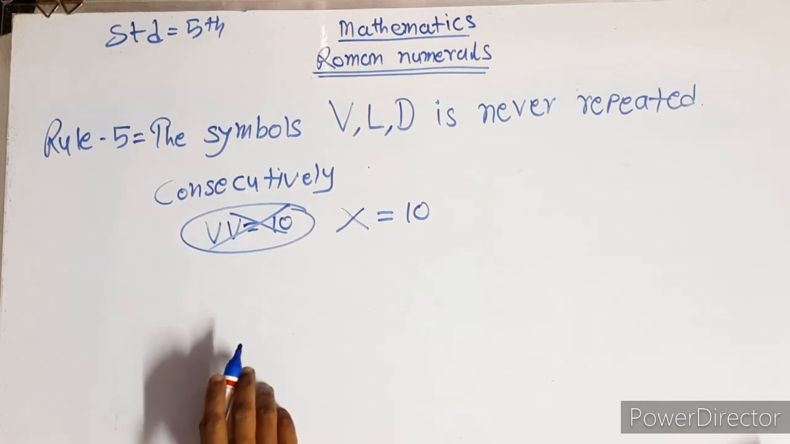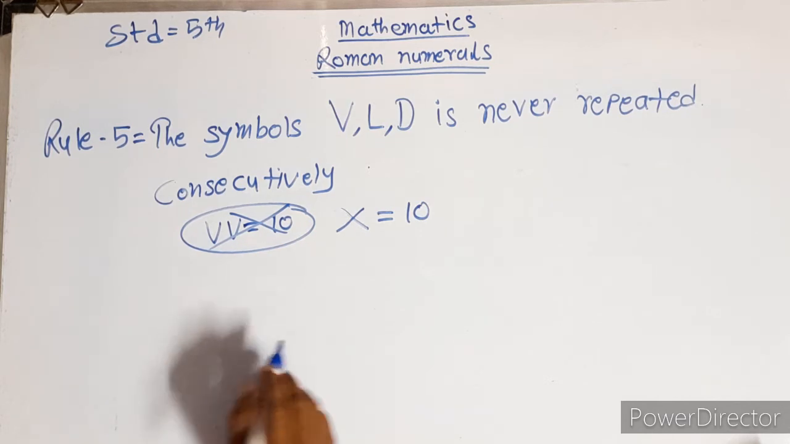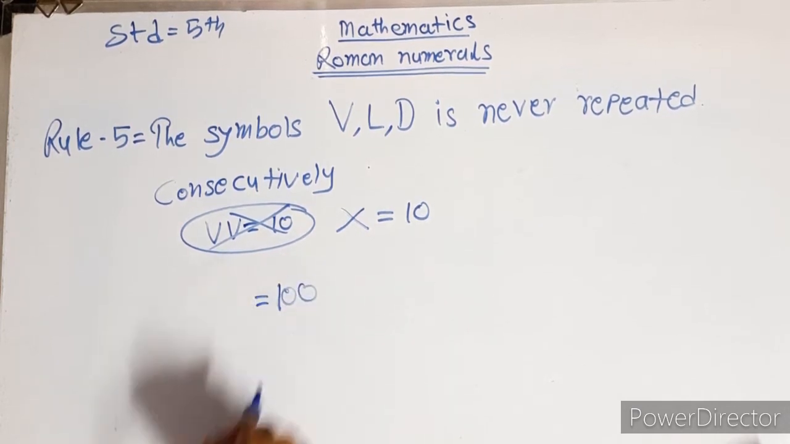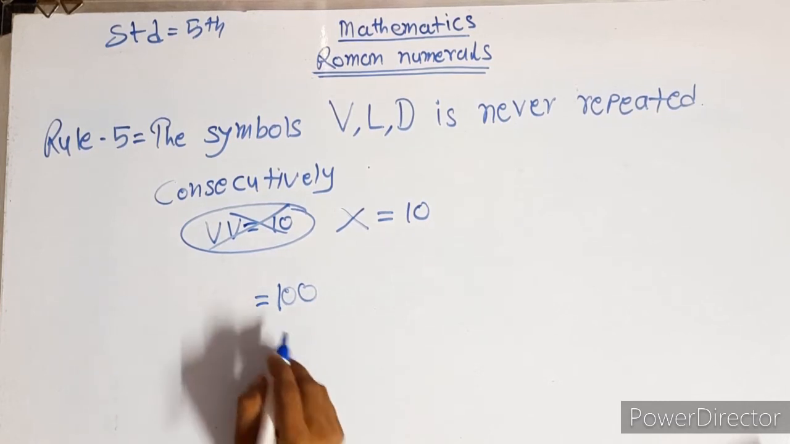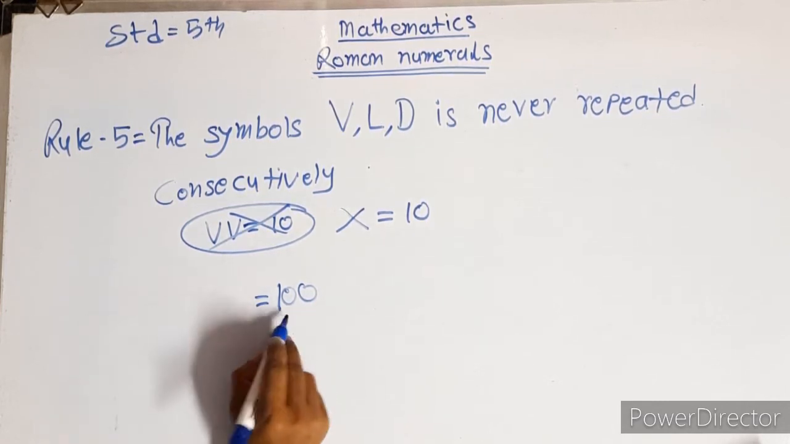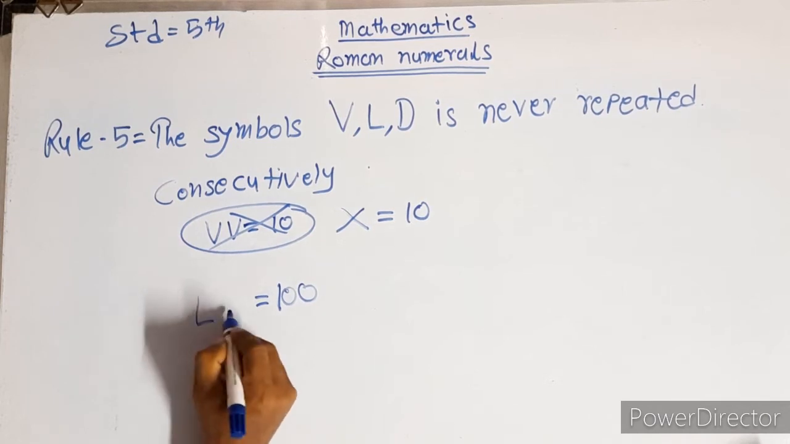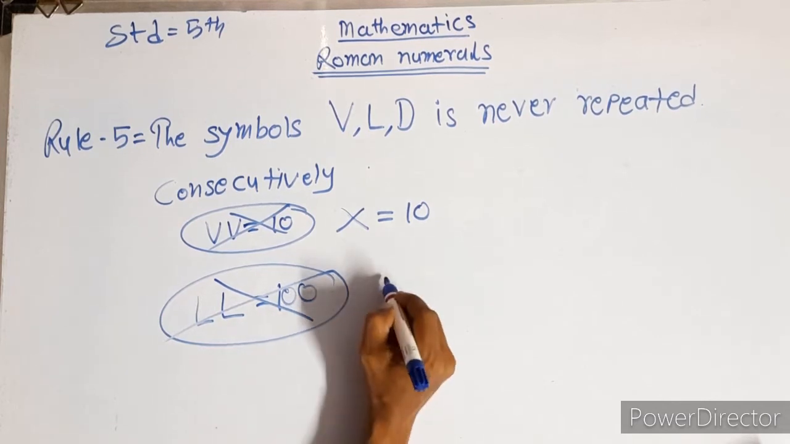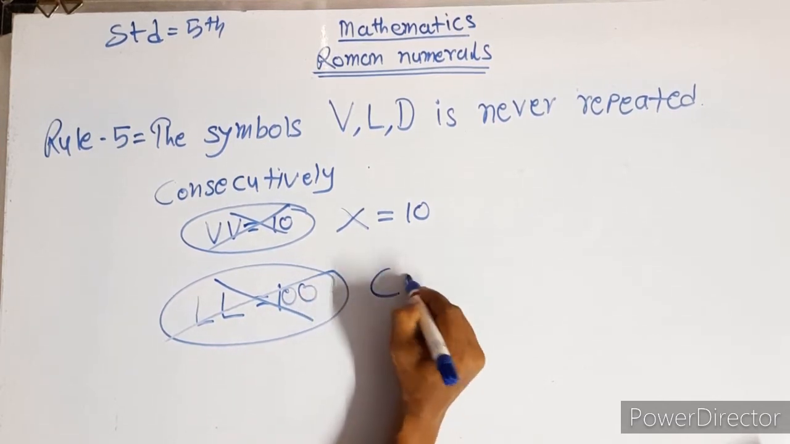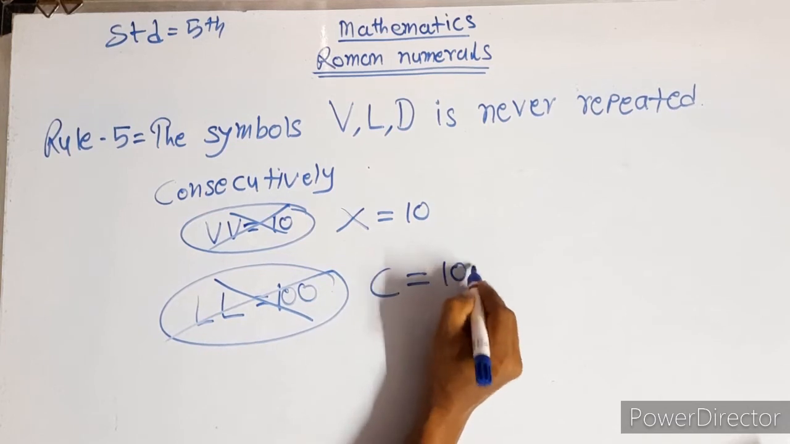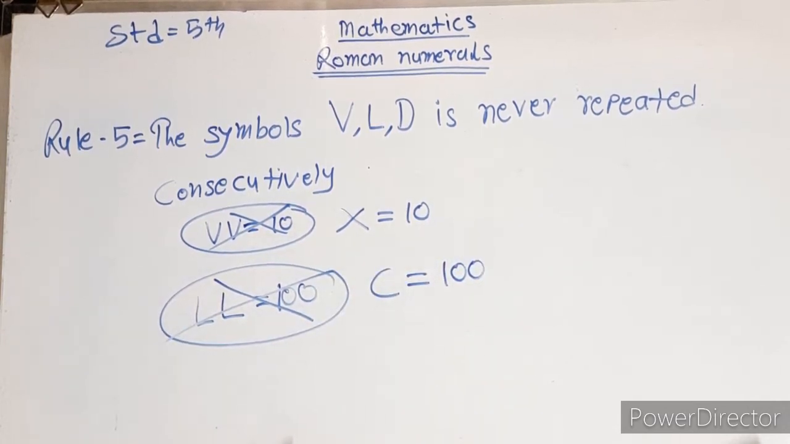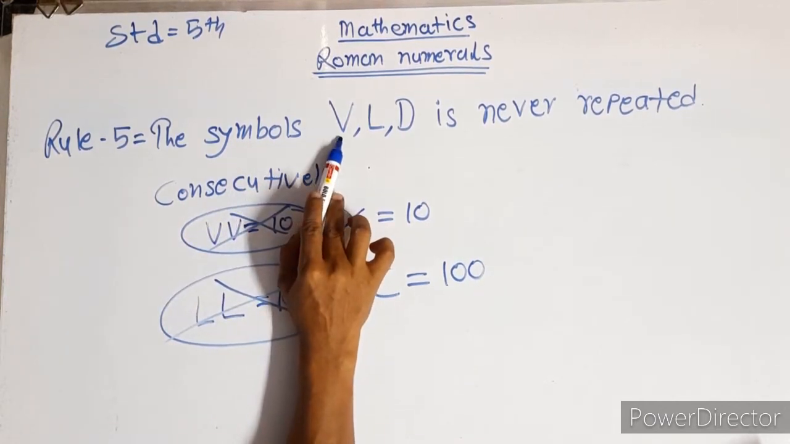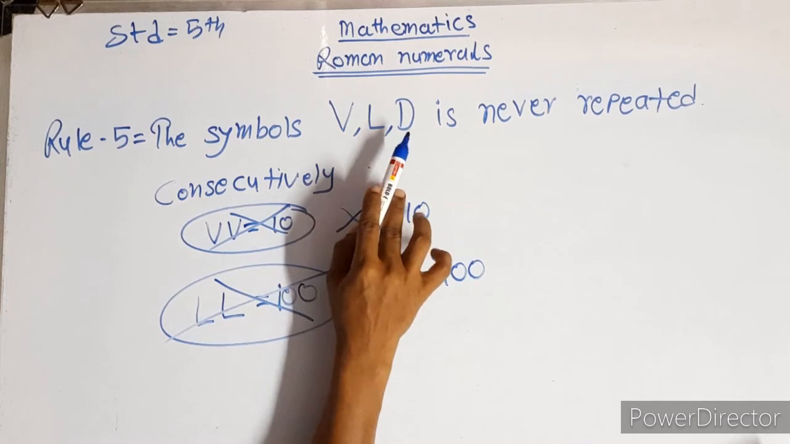Now, same condition. If we write 100, many students write 100 this way, L and L. But it is wrong. We use C for 100. It means the letters V, L and D are never repeated.